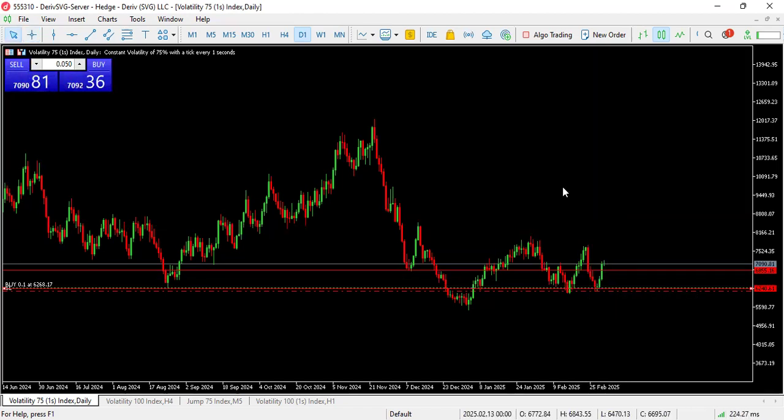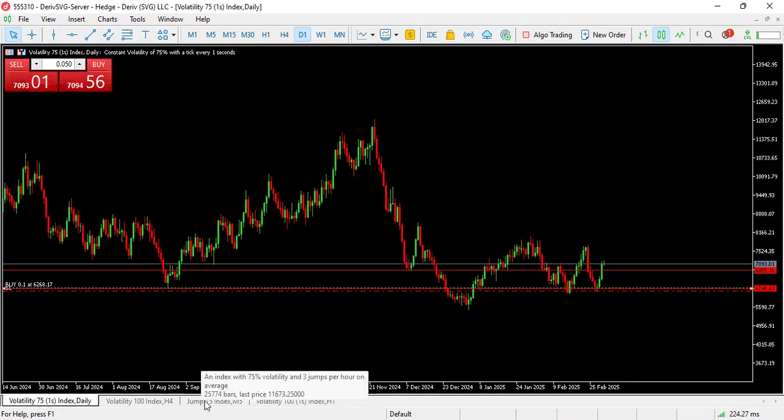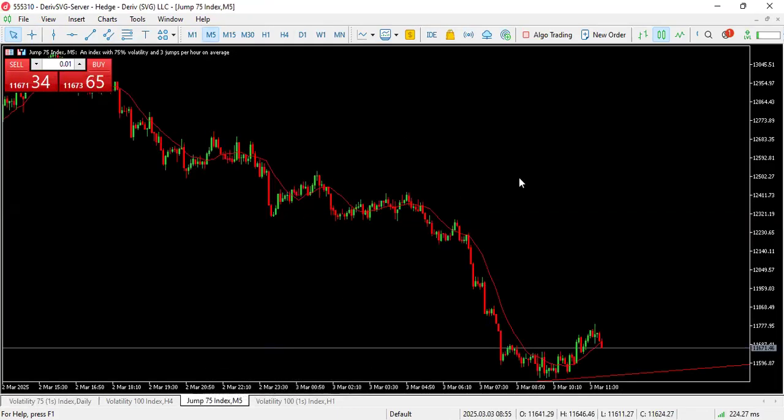Look at the market on a key level. Sometimes you wait for a breakout and retest, but there are some I don't wait for a breakout and retest. Like for instance, this Jump 75 Index that I just told people to buy.